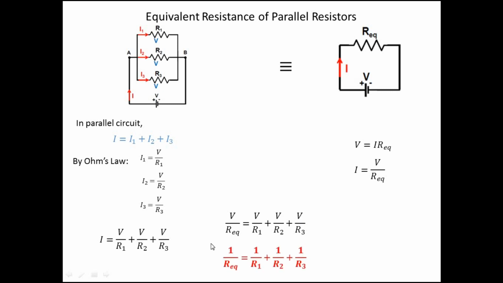We will obtain 1 by R equivalent equal to 1 by R1 plus 1 by R2 plus 1 by R3. Means the reciprocal of the equivalent resistor will be equal to the sum of the reciprocals of the resistors connected in parallel. So these are the series and parallel connections. With this we can wind up this session.